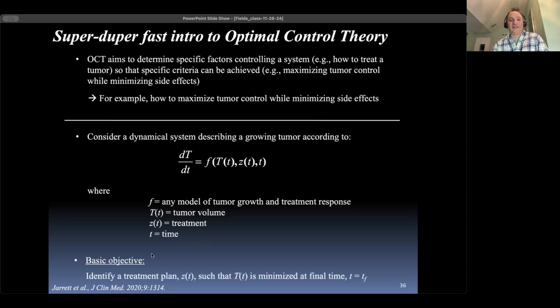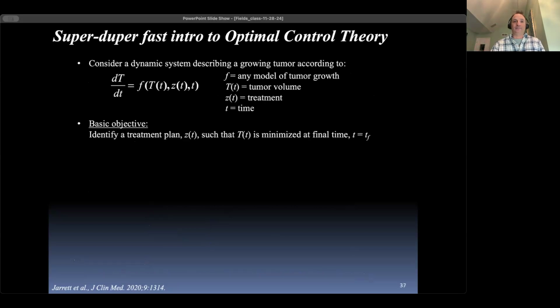All right, so our basic objective is to identify a treatment plan, Z of T. This is the guy that we can play with, Z of T, such that T of T is minimized at the final time, T sub F. So this is the point I've tried to make today, in that if you have a mathematical model that can describe how a tumor is growing in space and time, and you have confidence in it, and it's giving good predictions, then you can go on the computer and say, okay, I got this model, and it's calibrated with the patient-specific information, and I've got confidence that it can do a good prediction of how the tumor is growing in space and time. Now I can go and try to optimize the intervention Z right here. So this is exactly what we need to do next.